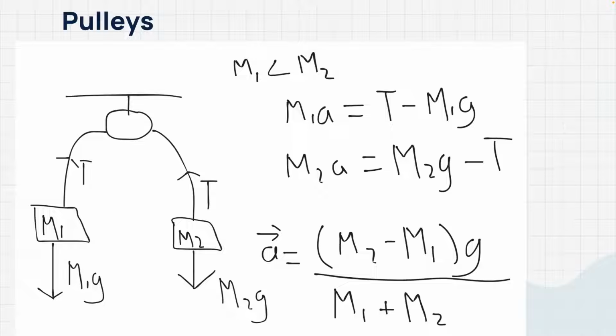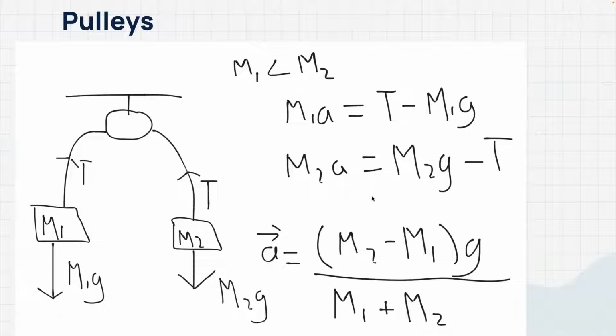So let's assume that M2 is bigger than M1. If M2 is bigger than M1, that means M2 is going to accelerate down, while M1 is going to accelerate up. And writing equations for that, M1A is equal to T minus M1G. M1A is going to be in the opposite direction as M1G because M1 is accelerating upward, which is why M1A is positive and M1G is negative. And now for M2A, M2A is going to be in the same direction as M2G because M2 is accelerating downward. And it's in the opposite direction as tension. So you solve that equation, you solve for A, and that's the formula you get for acceleration of the ideal pulley.